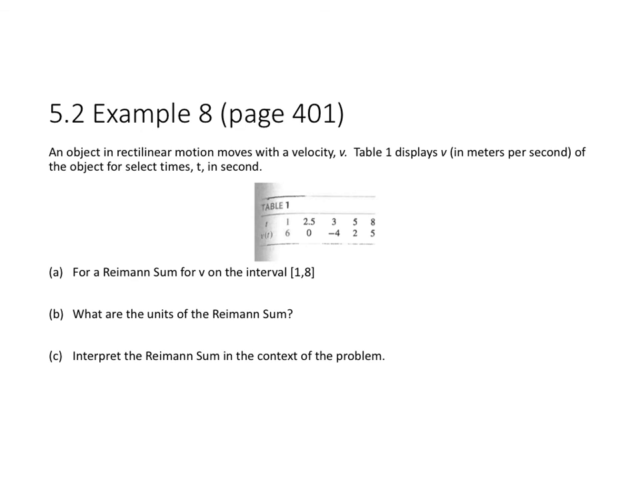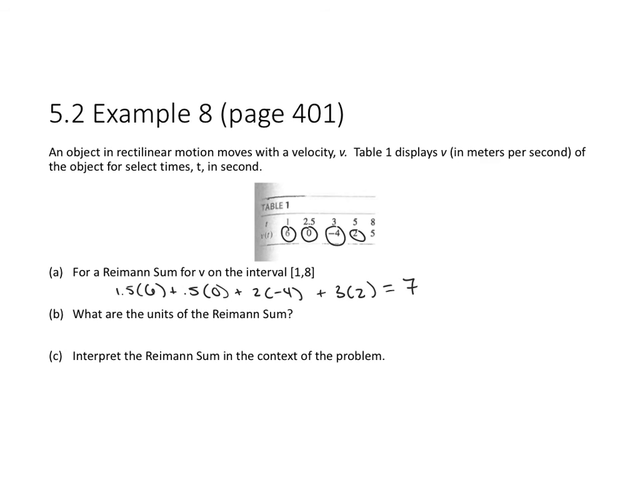So let's see. From 1 to 2.5, it's 1.5. And like I said, I'm going to choose, I meant left. It doesn't matter, but I'm going to choose my left. So that's going to be times 6. And then from 2.5 to 3, that's 0.5, and times 0. And from 3 to 5 is 2 times negative 4. And from 5 to 8 is 3 times 2. I'm just going to put this in my calculator. And I'm going to get 7. So an estimate of my area is 7.